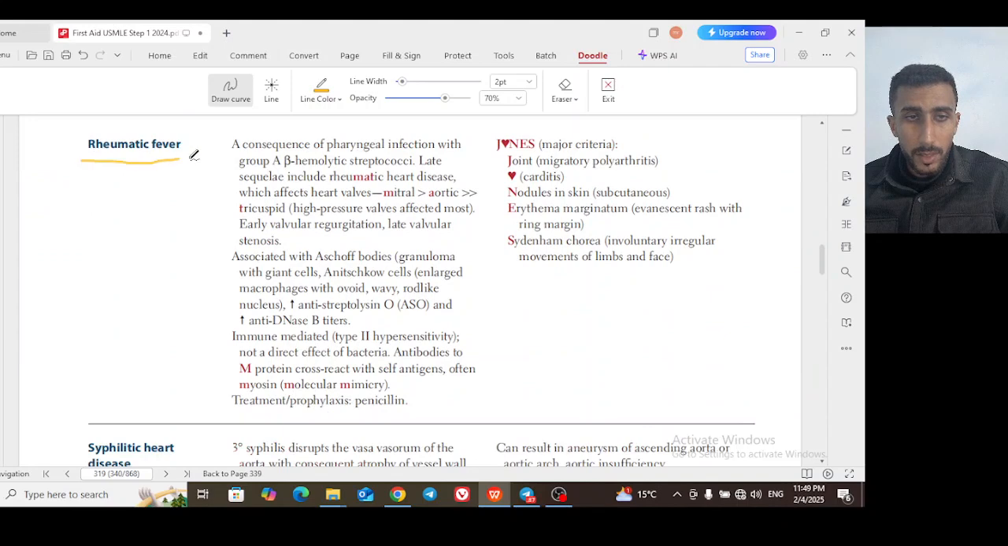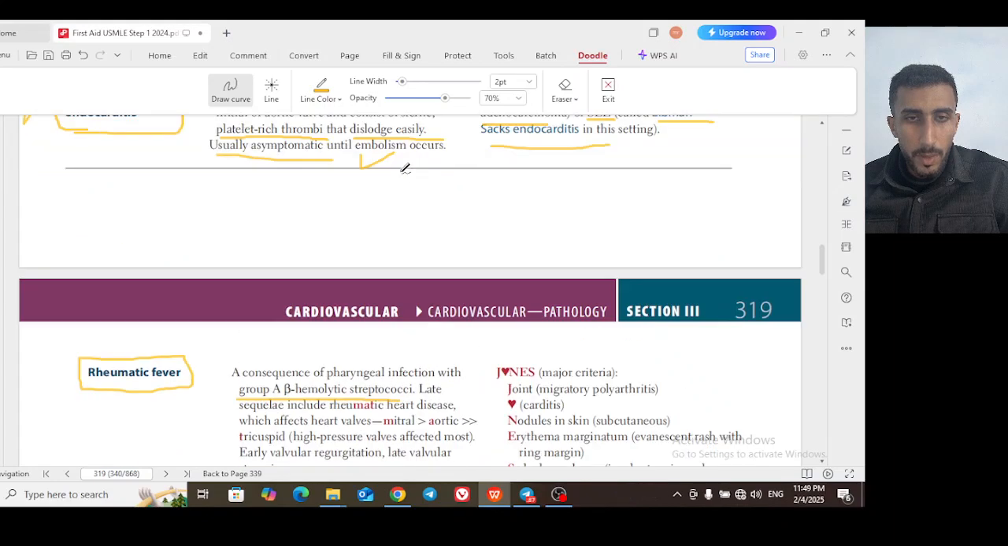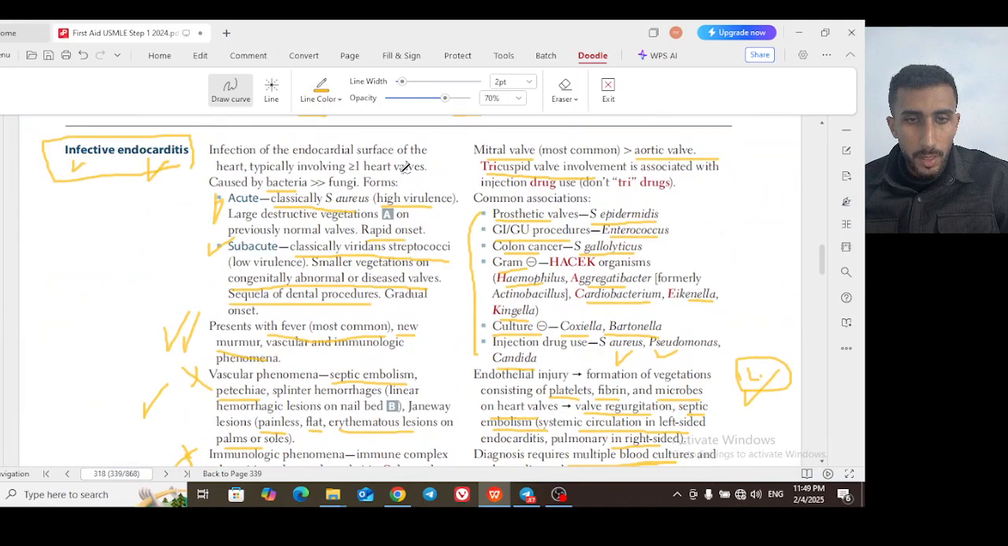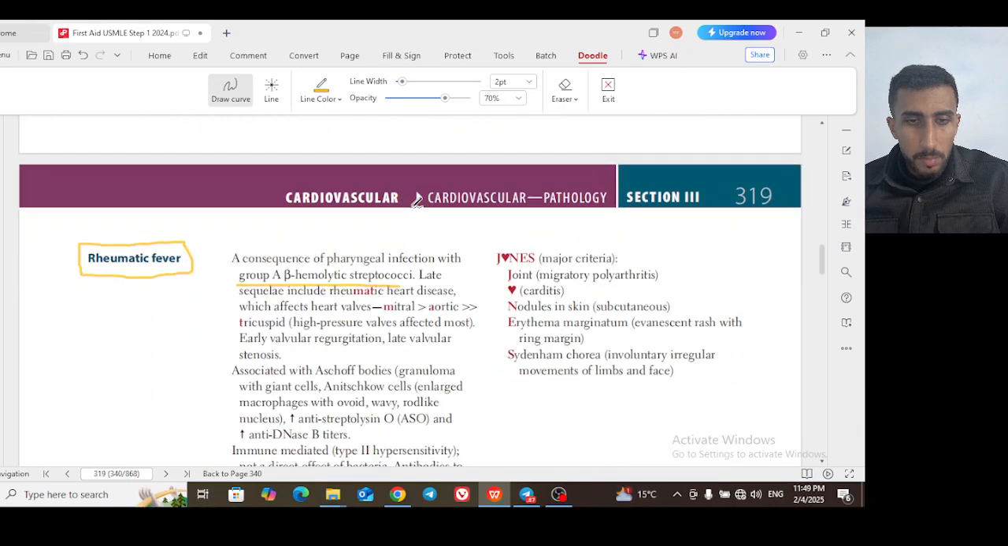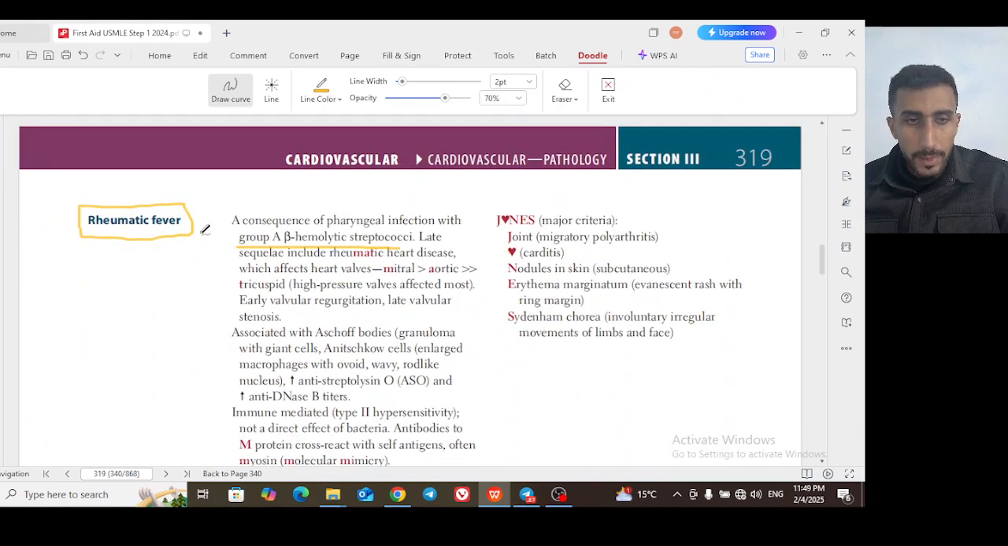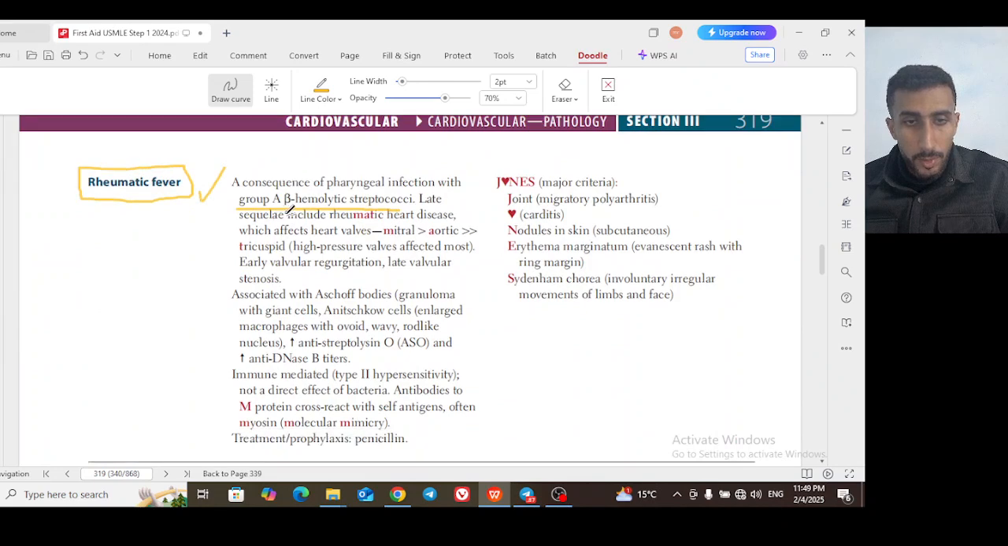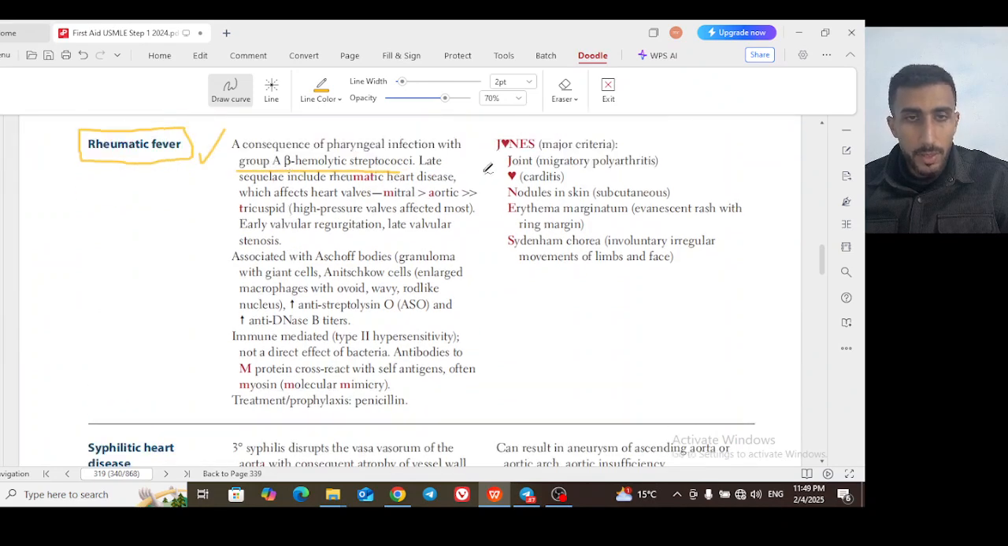The next topic is rheumatic fever. Rheumatic fever is a consequence of pharyngeal infection by group A beta-hemolytic streptococci. This is a consequence of it, and you have to know the organism: group A beta-hemolytic streptococci.